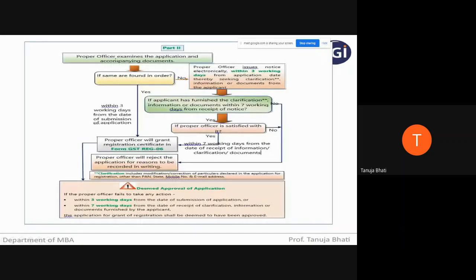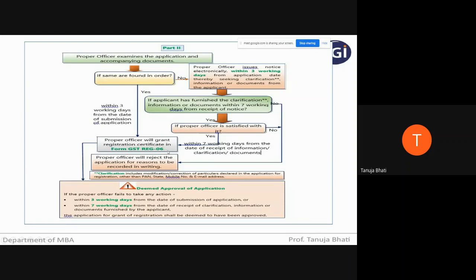Now Part 2. Now the application is in the hands of the proper officer. The proper officer examines the application and accompanying documents. I told you all the documents which are required. So he will go through the application and all the documents. Suppose he finds that the application is correct and the documents are in order, if he finds everything to be correct, then within 3 working days from the date of submission of the application, the proper officer will grant GST registration in the form GST REG-06.